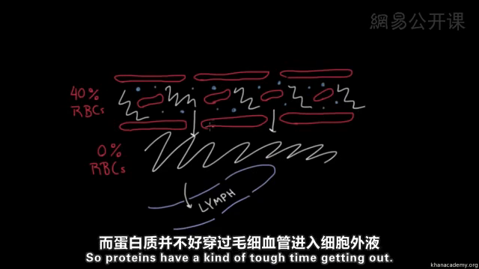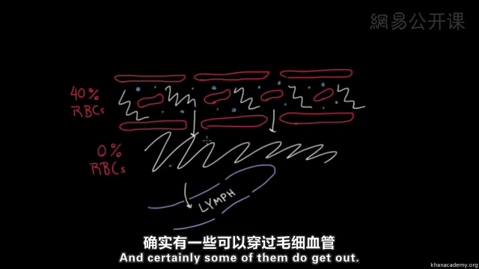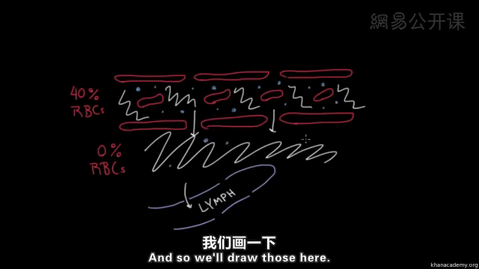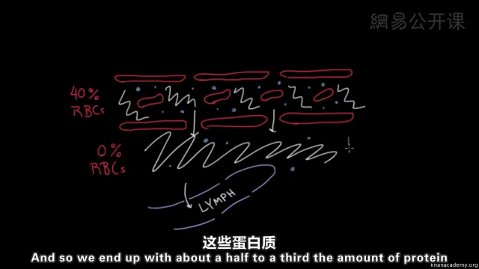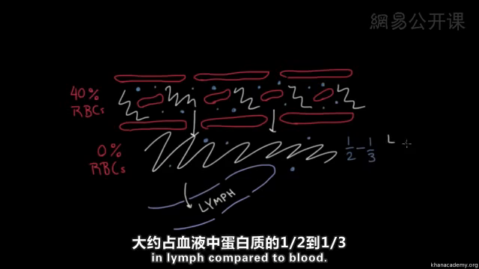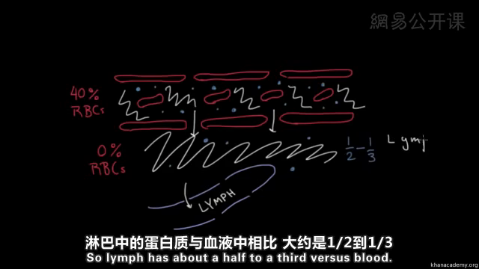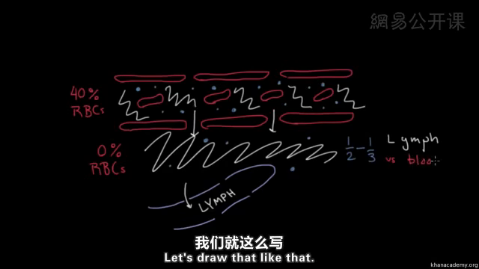So proteins have a kind of tough time getting out, and certainly some of them do get out, and so we'll draw those here. But it's much less than are in blood, and so we end up with about a half to a third the amount of protein in lymph compared to blood. So lymph has about a half to a third versus blood. Let's draw that like that.